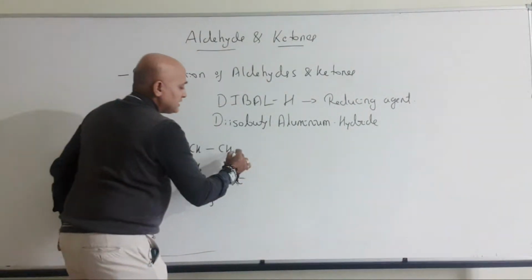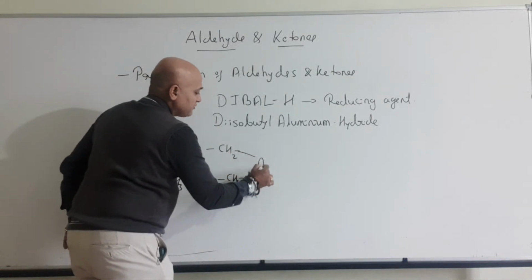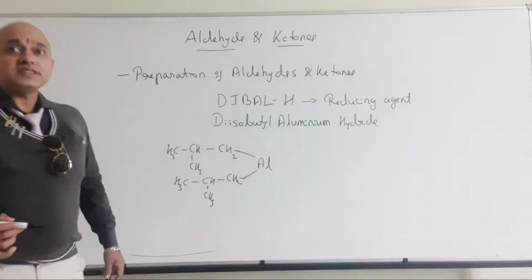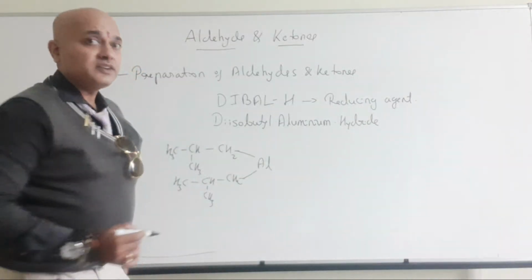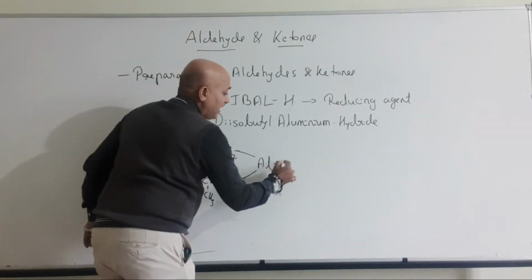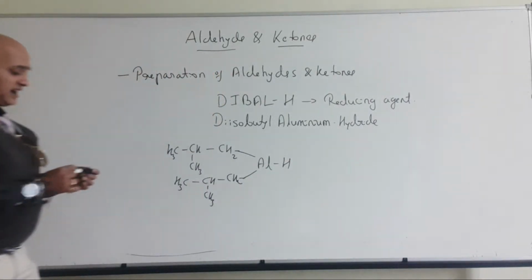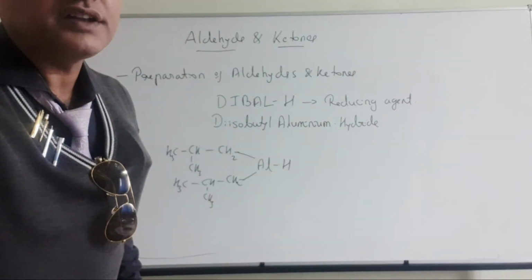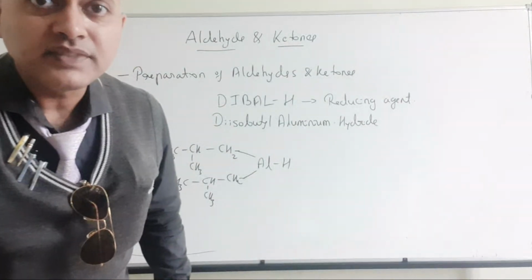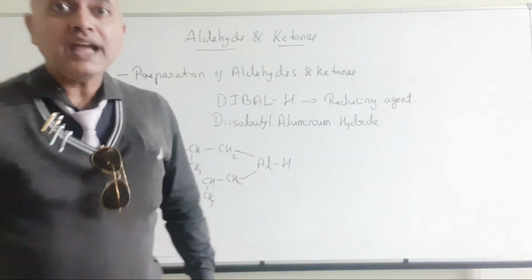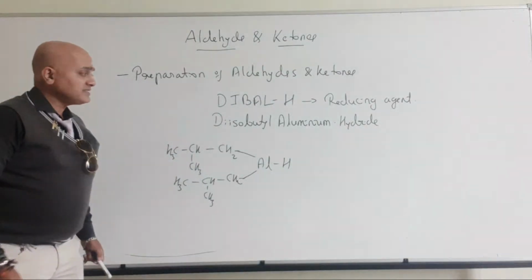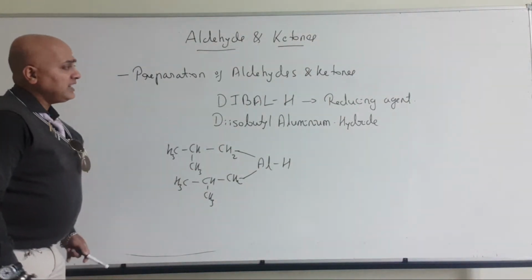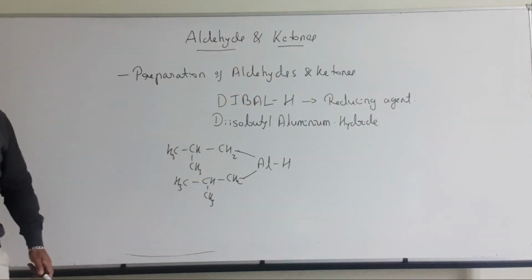Now they will make the interaction with aluminium. Aluminium can go with plus 3, right? So that's where we have the hydride, hydrogen with -1 oxidation state. Do you agree? Hydride will have -1 oxidation state. So that's diisobutyl aluminium hydride.